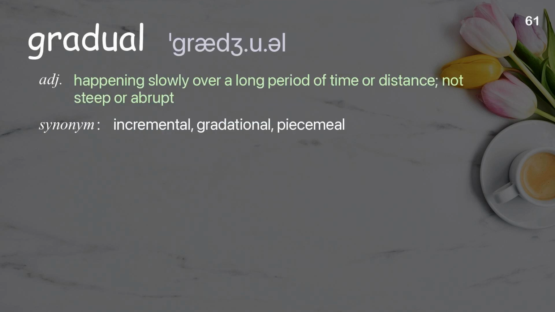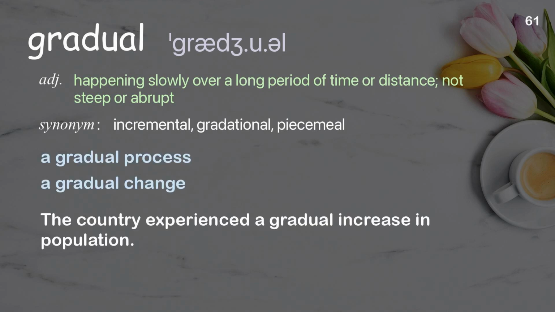Gradual. Happening slowly over a long period of time or distance, not steep or abrupt. Examples: a gradual process. A gradual change. The country experienced a gradual increase in population.